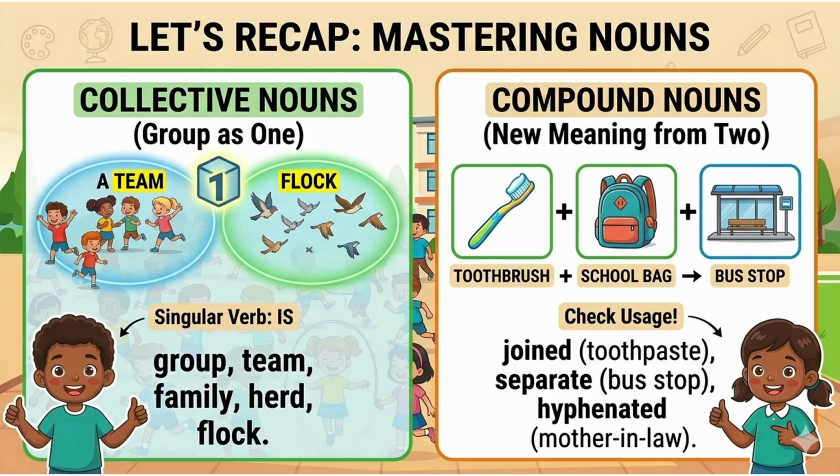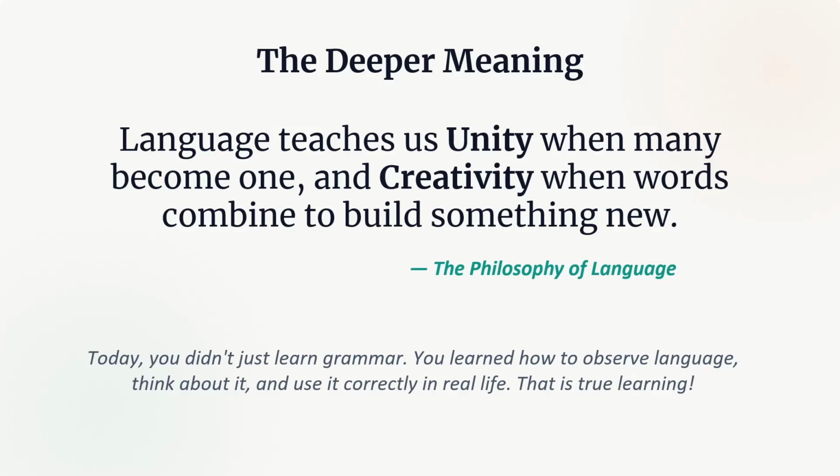Language is not only grammar, it teaches us unity when many becomes one, like collective nouns, and creativity, like when words combine, like compound nouns. So today, you didn't just learn grammar, you learned how to observe language, how to think about it, how to use it correctly in real life. And that is true learning.